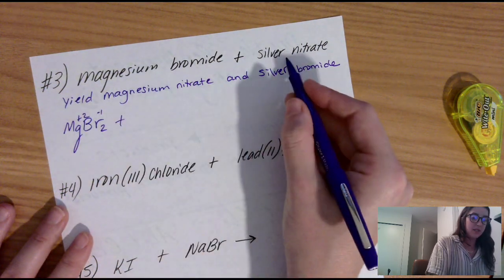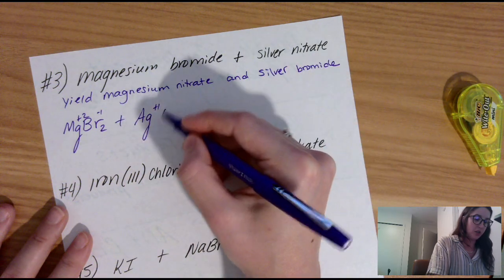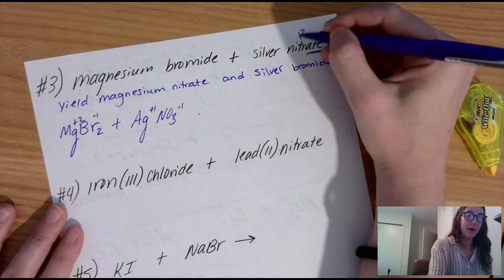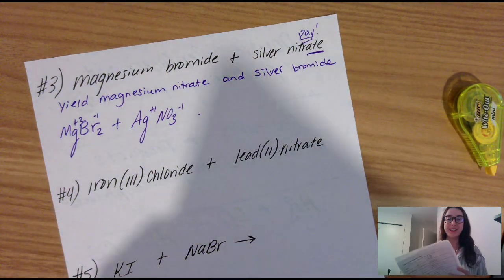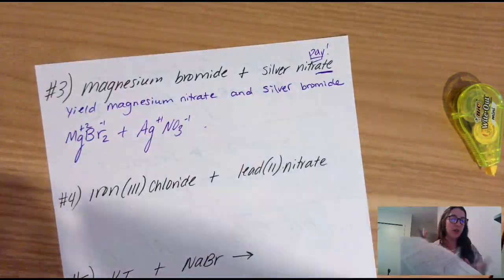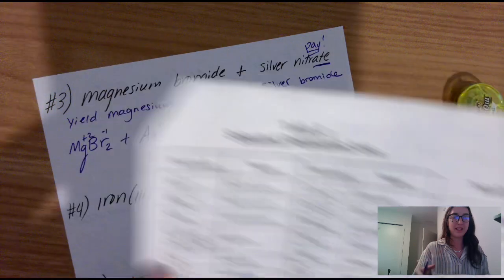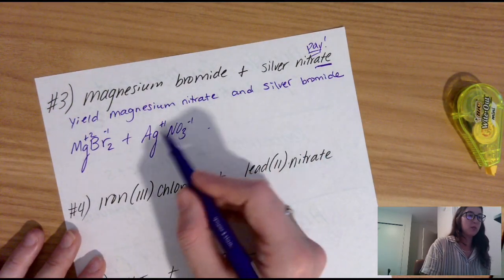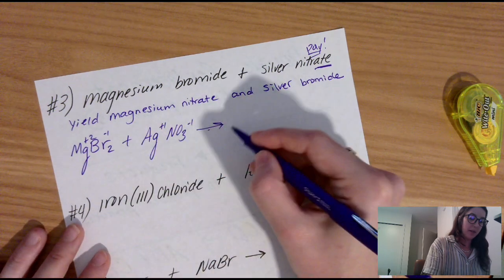plus silver nitrate. Silver is Ag, that's a +1 charge. Nitrate is NO3, -1, that ends in "ate," that is a polyatomic, okay? If you have to memorize it, then hopefully you have it memorized. Otherwise, go look it up on a polyatomic ion list that's provided to you. It should be attached to your periodic table somewhere. That's a -1 charge. That's a +1, -1, so those cancel. Those are balanced out. Yields magnesium nitrate.